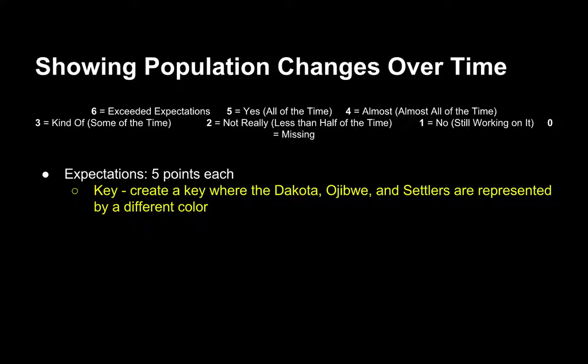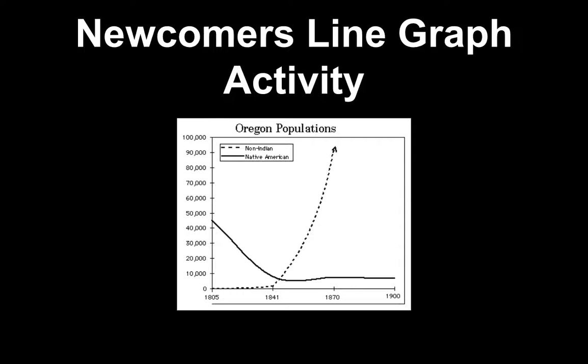First of all, you need a key. So create a key where the Dakota, Ojibwe, and settlers are represented by a different color. When I go back to this example, here is the key, and you will have settlers, Dakota, and Ojibwe, and each one has its own color. This one uses dotted lines or dashes and then a straight consistent line. You're going to use colors instead for yours. But here's the key. You could also have the key down here. You could have it up here. They decided to put it here just because it doesn't interfere with the graph. You can do it how you want with your group.